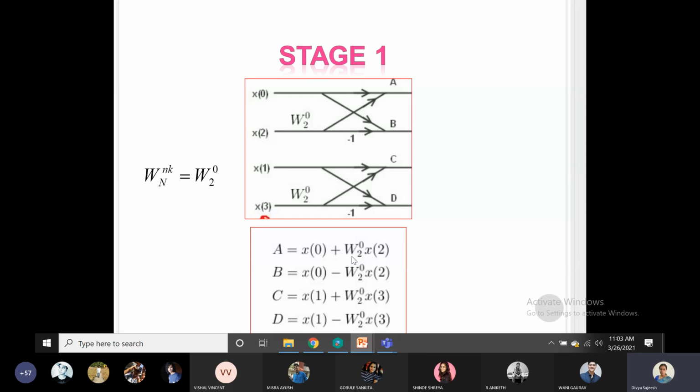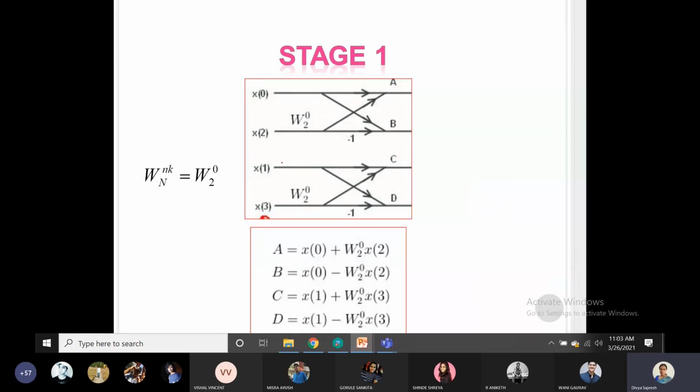That is, A will be equal to x of 0 plus W_2 raised to 0 into x of 2. Now B: x of 0 will come here. Now in the lowest path, x2 into W_2 raised to 0 into minus 1. So x0 minus W_2 raised to 0 x of 2. Similarly, going to the second butterfly, what are the inputs coming here?